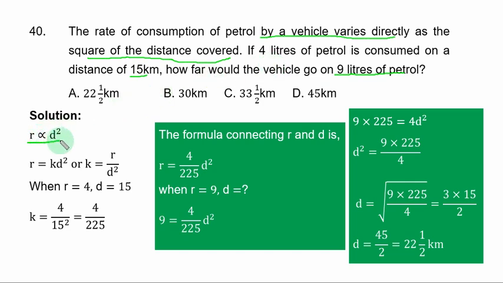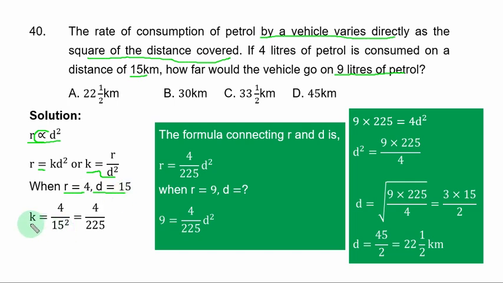This is the meaning. And you know, in variation, we always do away with the symbol of variation by introducing an equality sign. And as you are doing that, you also introduce the constant of variation k. So let's try and make k the subject. So k is equal to R over d square. You need to establish the formula that connects R and d, and that is why you are given the rate as 4 and the distance is 15. This is to enable you find k.